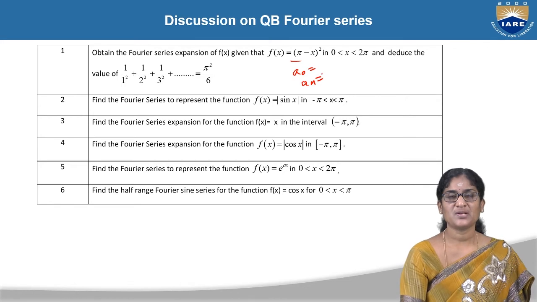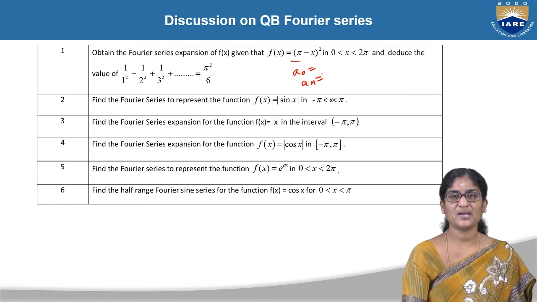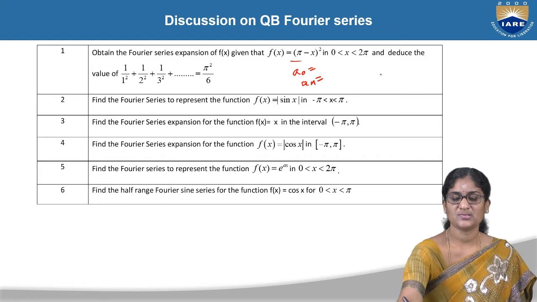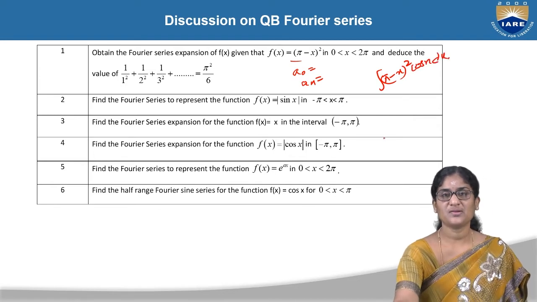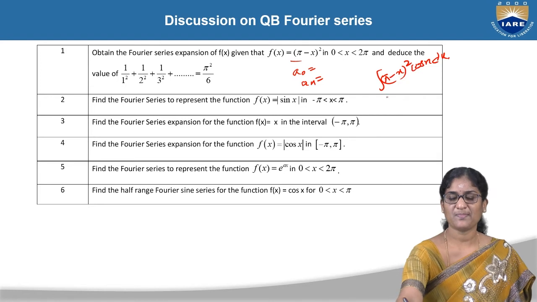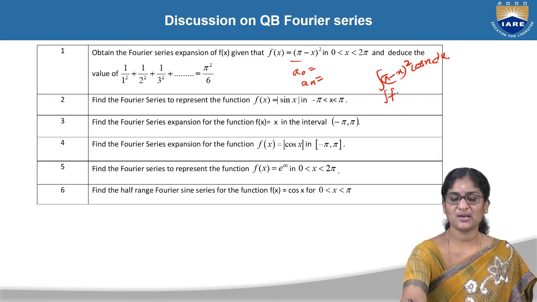Now, what is the next coefficient that we need to find? The an value. What is the formula for an? 1 by pi integral 0 to 2 pi f of x cos nx dx. What is f of x here? Pi minus x whole square. So we need to find the integral of pi minus x whole square into cos nx. How to find this value? We can use integration by parts. What is the formula? Integral of f into g.